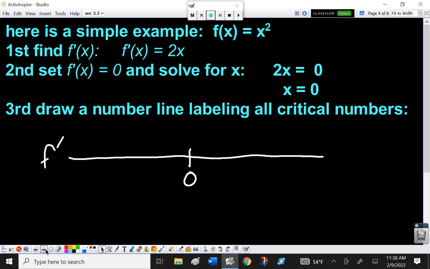Okay? Third, draw a number line labeling all critical numbers. In this case, we only have one critical number, and that is 0. Okay, this is going to be our f prime table, which is also going to be called our f prime test. Okay, again, pause the video, rewind if you need to.